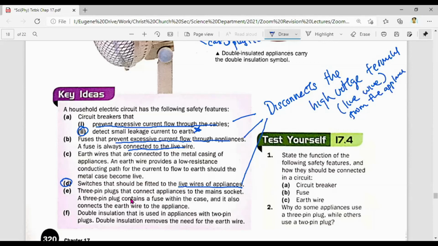So circuit breaker, fuse and switch function in the same way. Earth wire is slightly different. We have gone through that. It's actually connected to the metal casing. It is a low resistance wire. So it provides an alternative conducting path for the current to flow to the earth when the metal case becomes live. Live actually just means that the metal case is at high voltage.